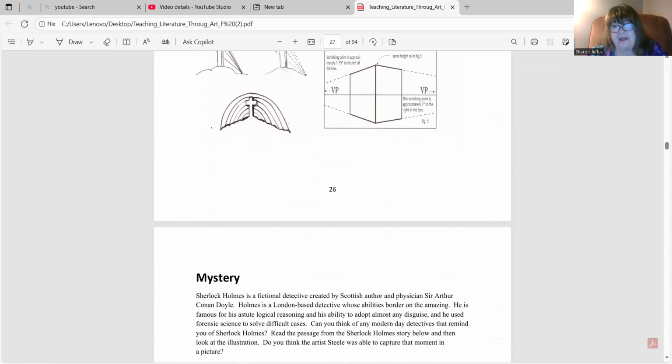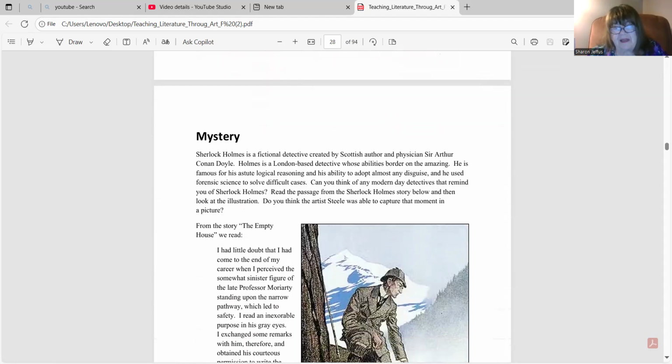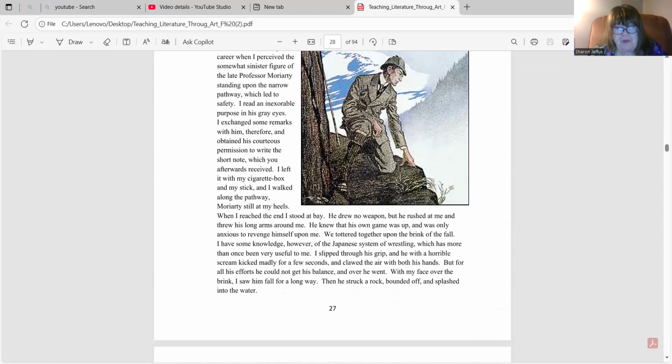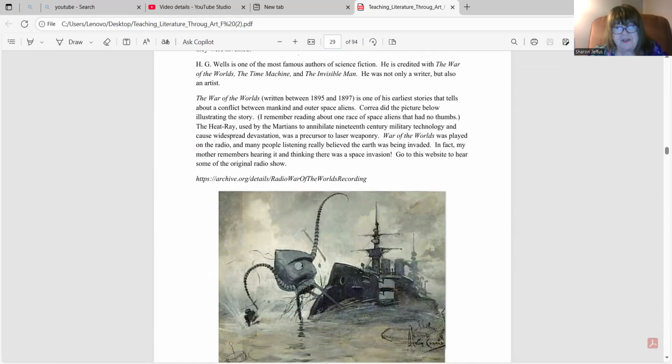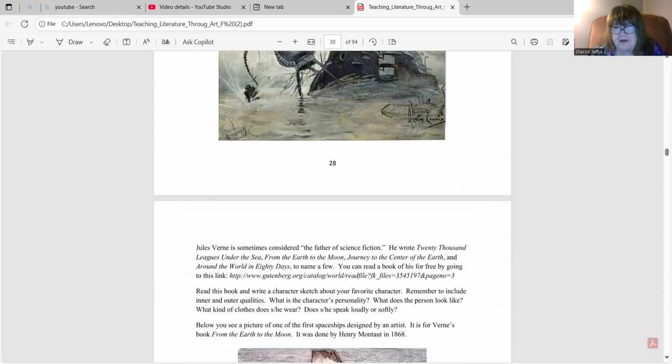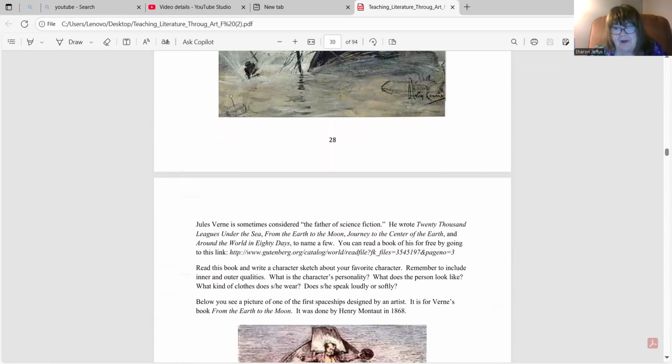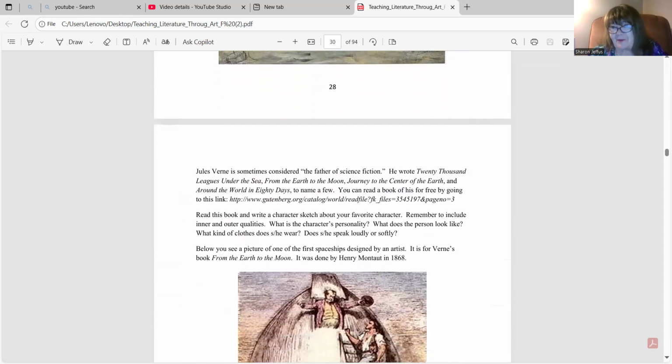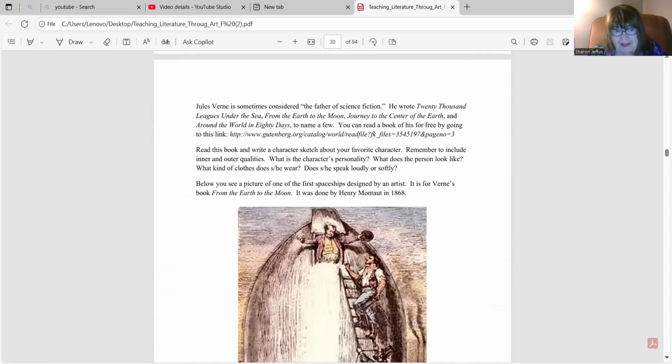So you can be learning some principles in art, doing some hands-on, and we have mystery novels and their illustrations, science fiction, the War of the Worlds, listen to the radio broadcast. My mother actually believed it was happening. That's how old I am. They were listening to it, and they really believed the Martians were invading.